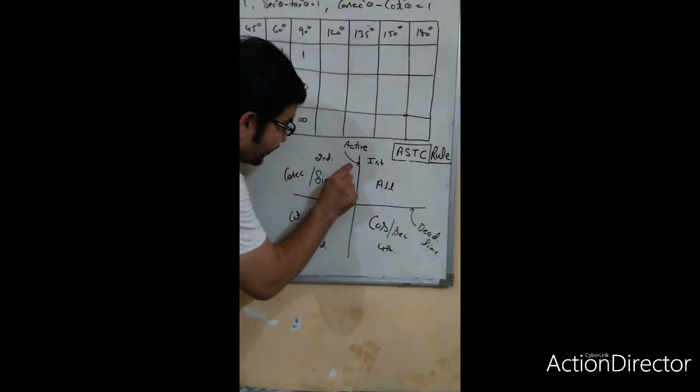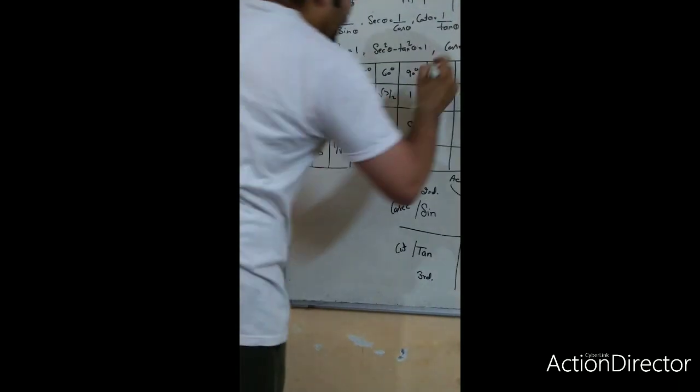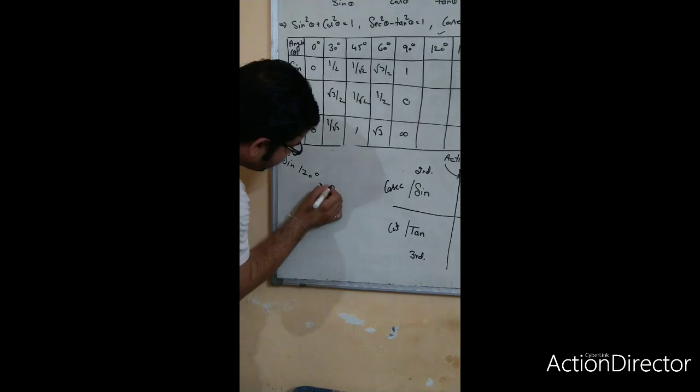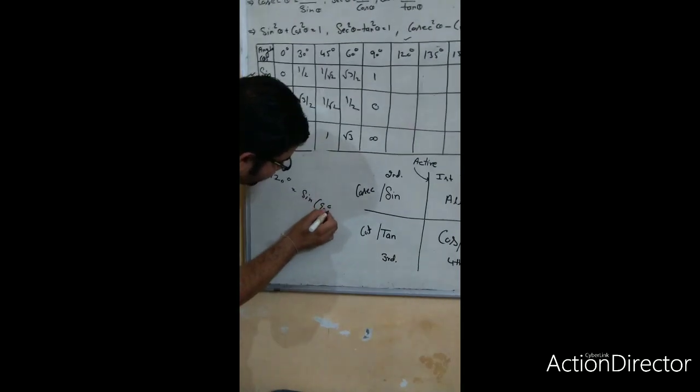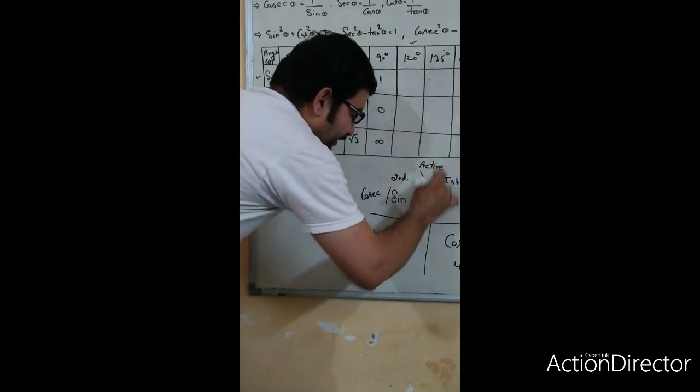You have to convert. Whenever we cross the active line, the cofactor will change. How? This is the sine value for 0 to 90 degrees, and we want to find the value for sine 120 degrees. So sine 120 degrees can be written as sine of 90 plus 30 degrees. Now see, 90 degrees is the borderline of the first quadrant. This is an active line. Active line means you have to change the cofactor. Sine changes into cos.